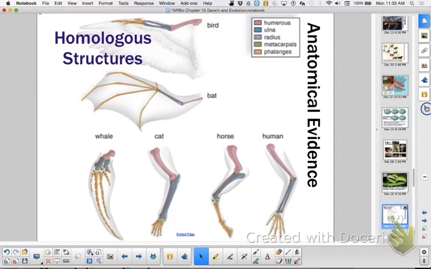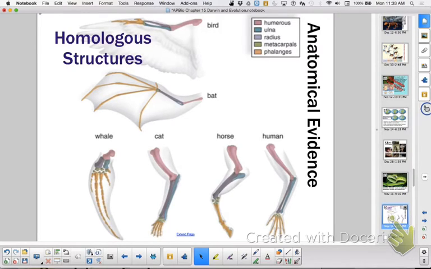Their phalanges have webbing between them. Okay, that's exploited in order so they can what? Fly. Look at the bird. Humerus, radius, ulna, carpals, metacarpals, phalanges. Okay, so theirs is built a little bit different. Look at the whale. Humerus, radius, ulna, carpals, phalanges. You can see the same pattern again and again.